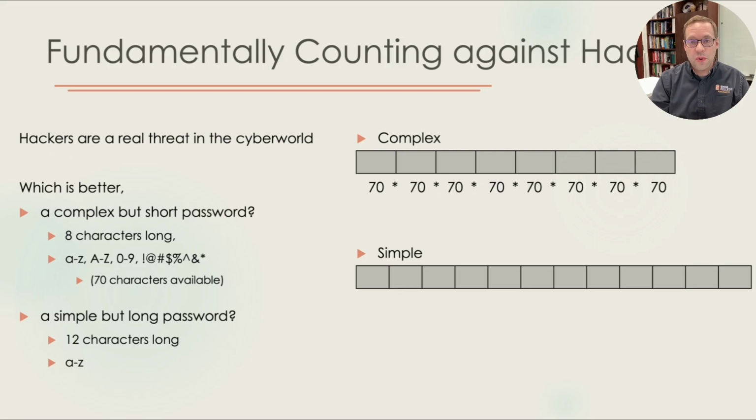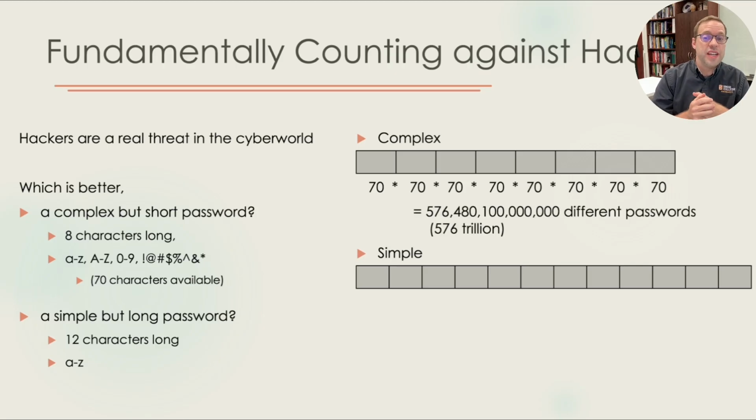Following the fundamental counting rule, all I have to do is take the number of possibilities for the first spot in my password, multiply it by the number of possibilities in the second spot, times the possibilities in my third spot, times the possibilities in my fourth spot, all the way, which means I do 70 times 70 times 70 times, 8 different 70s all multiplied together. When I multiply them together, I get 576,480,100,000,000 different passwords. That is crazy. That is an insane number of different possible passwords.